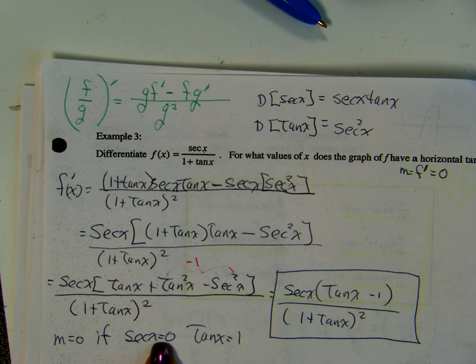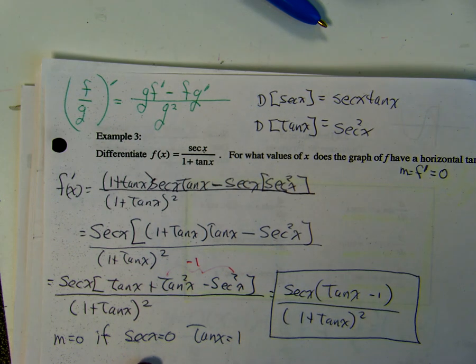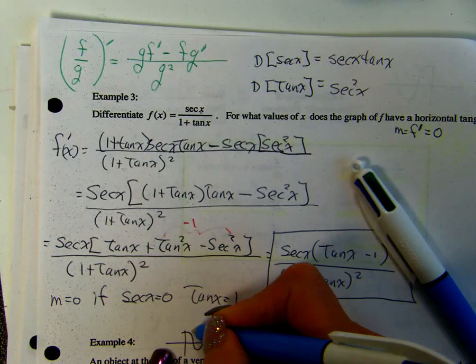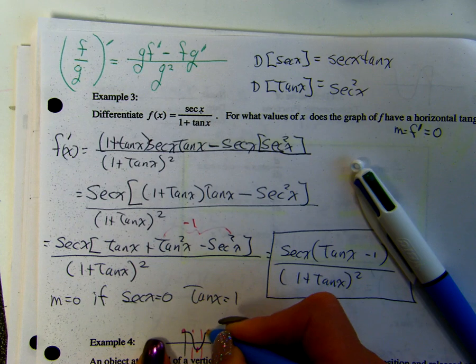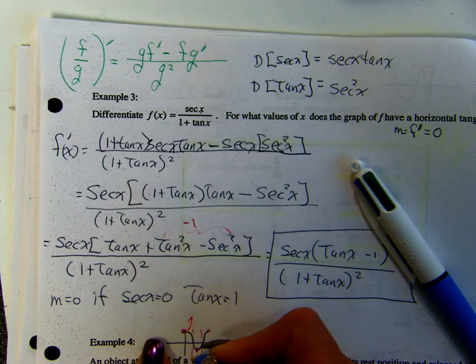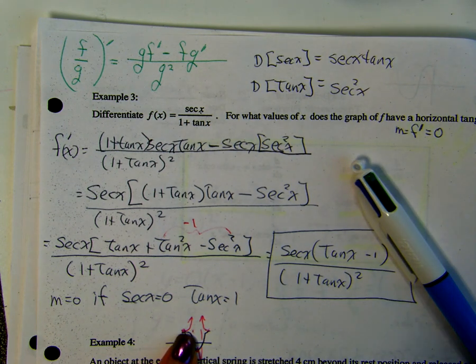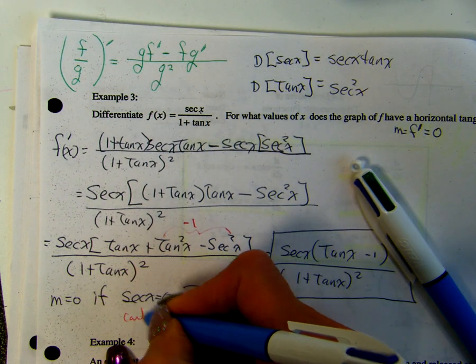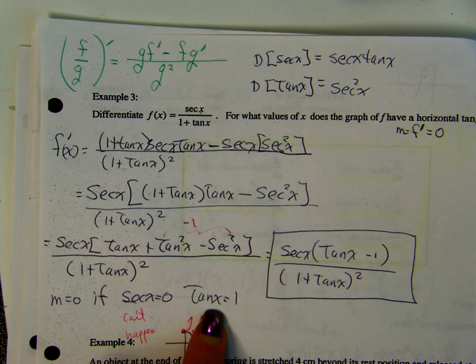Is secant ever 0? It's the reciprocal of cos. Right, remember what the secant graph looks like? Cos looks like this. When you're taking a reciprocal, every 0 becomes a vertical asymptote. Every 1 and negative 1 becomes an invariant point. This is what the secant graph looks like. Do you ever get a 1 out of secant? No. So this can't happen. The only way we're going to get this to be 0 is if tangent is equal to 1.